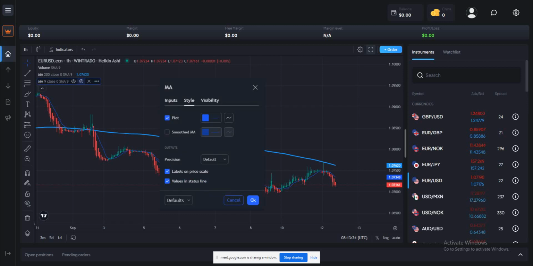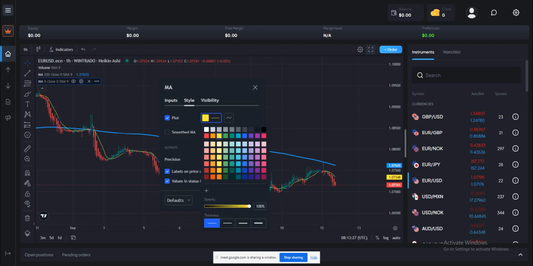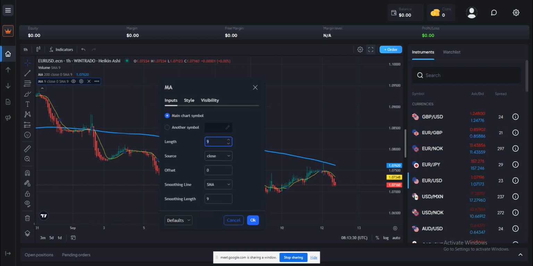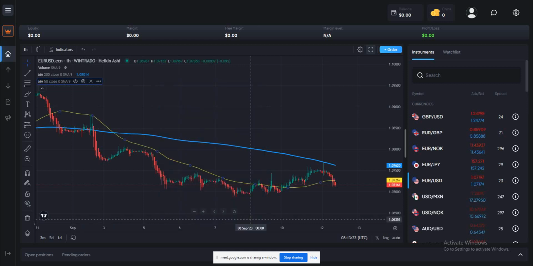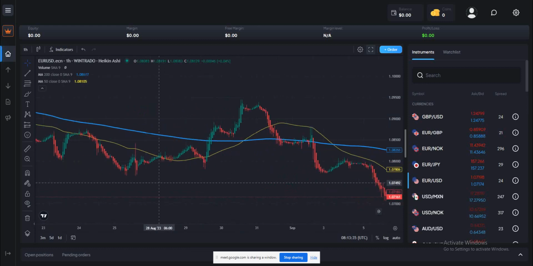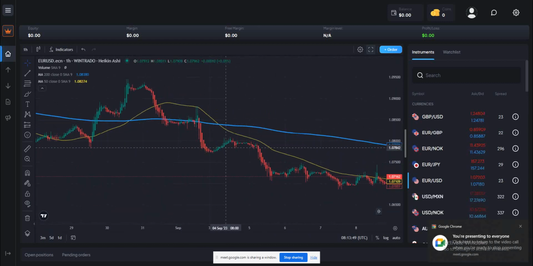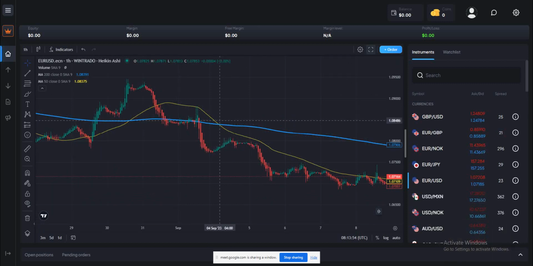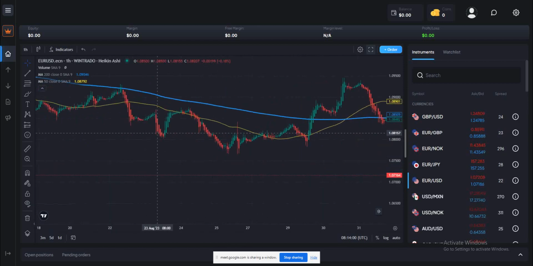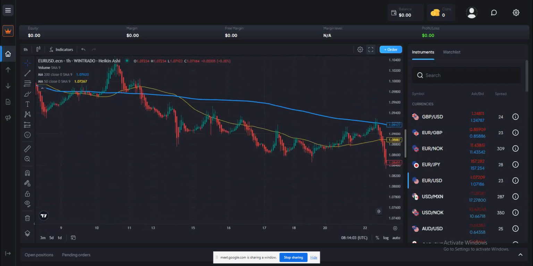Let's go to the second one. For the second one, we're gonna change the color a little bit, and we're gonna use the 51, which are basically the standard ones. So as we mentioned before, every time you see the price crossing the moving average, you are going to consider buying, and when the price moves lower than the moving average, you will consider selling. Obviously you can also use the crossover of the two, but for now we're gonna use the price action crossing the moving averages.